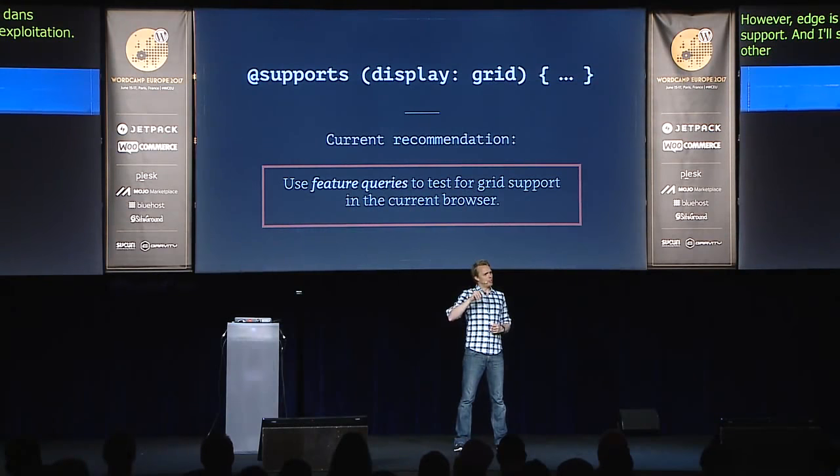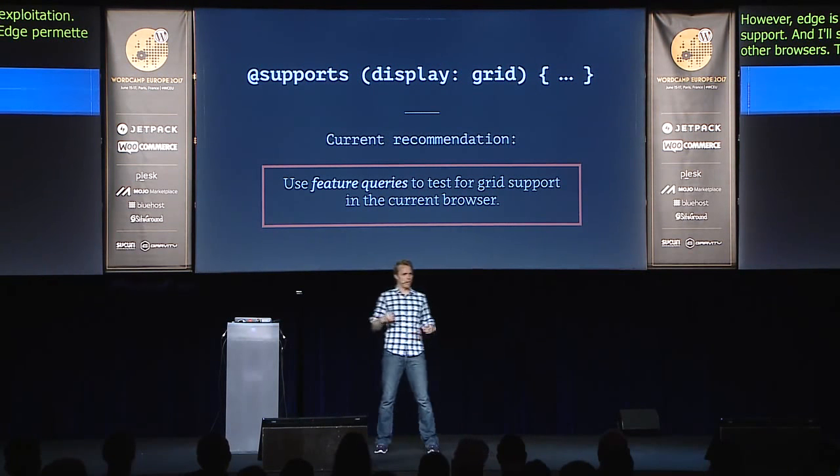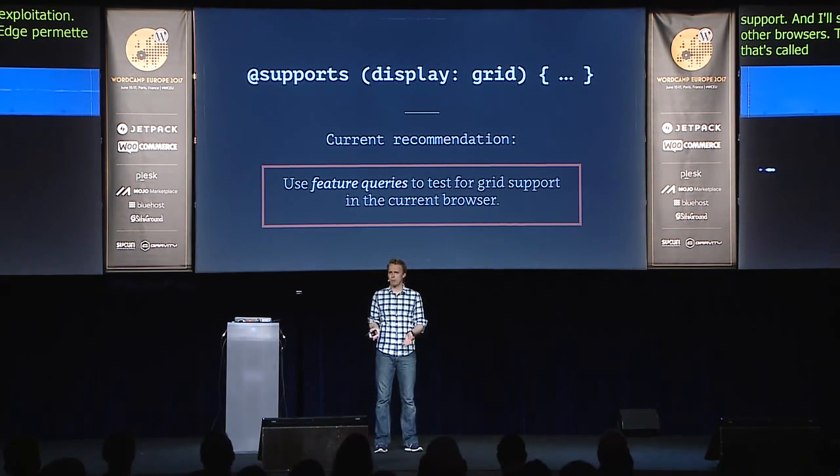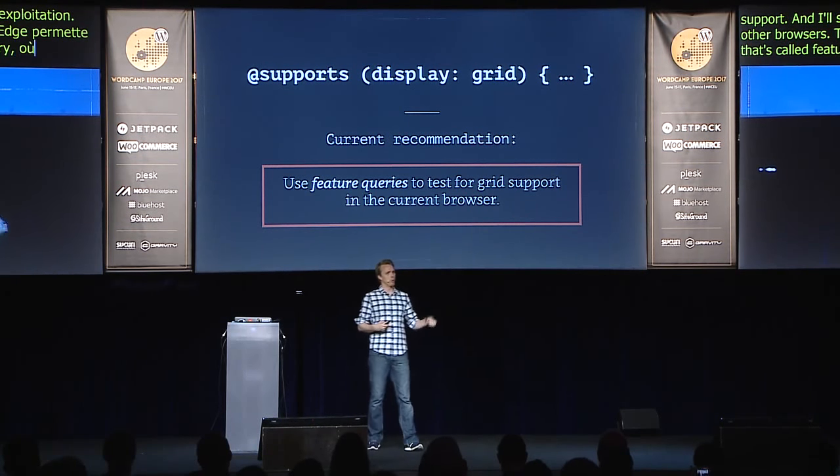There's this other thing that has nothing to do with CSS Grid that's called a feature query that we can use now to ask a browser, do you support this CSS property? And we can use that to test whether or not the browser supports grid. The canonical best practice is to ask @supports (display: grid). Works exactly like a media query. So if it says yes, then we run the code inside.